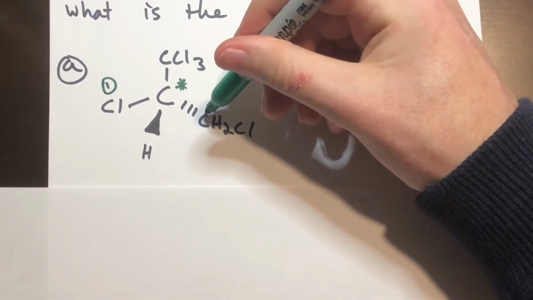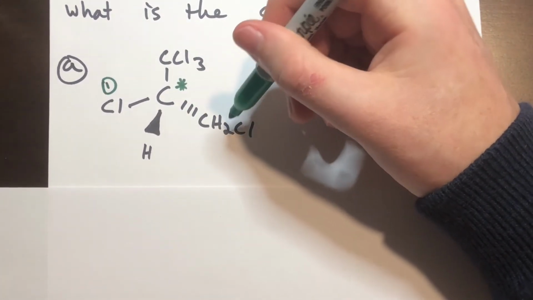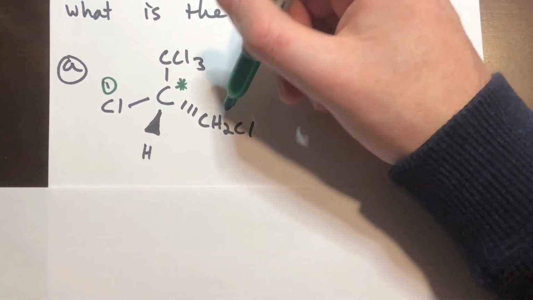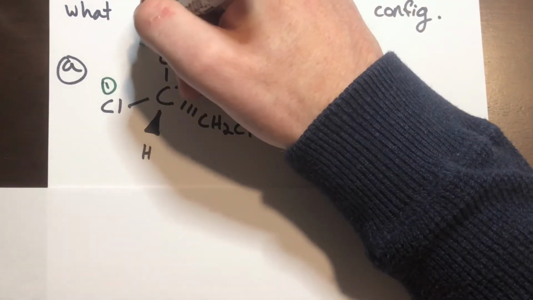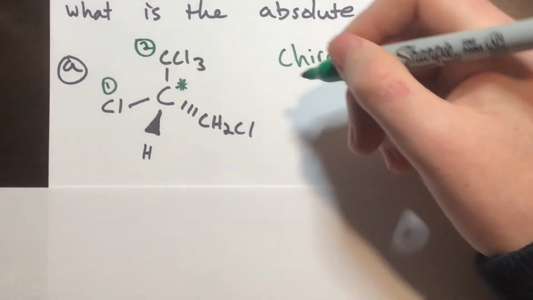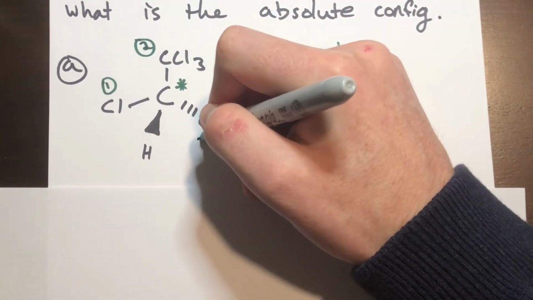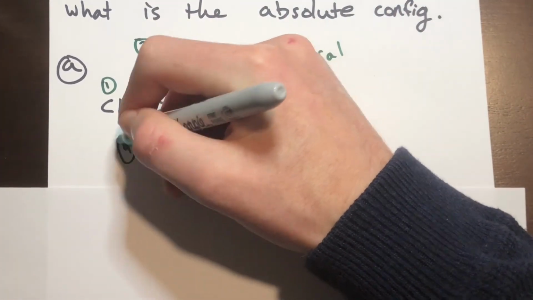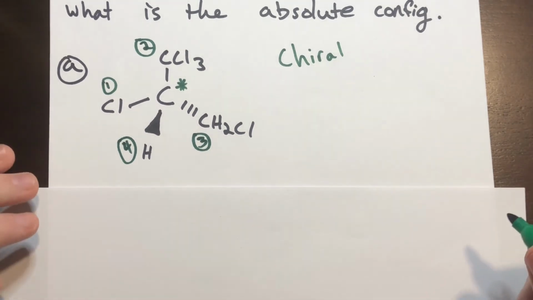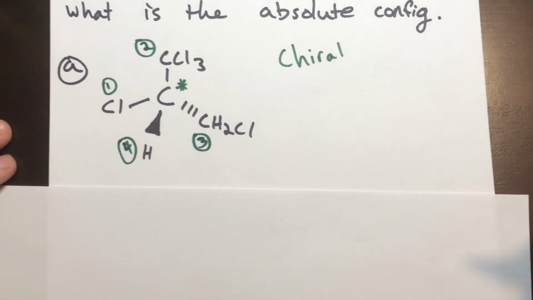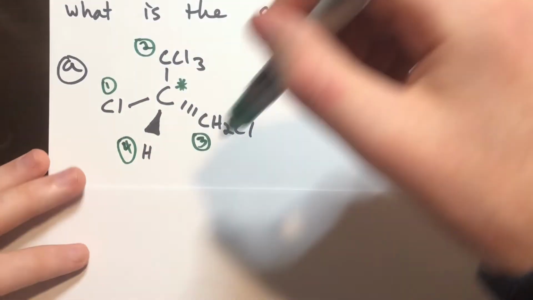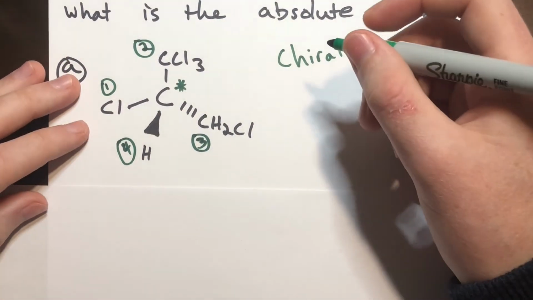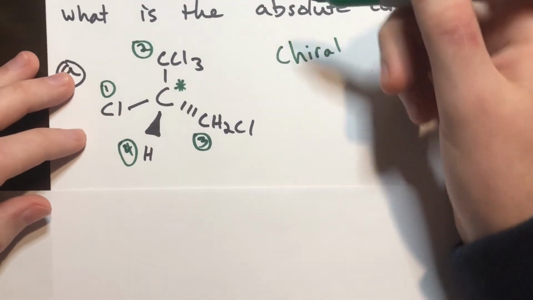Then we have a carbon bound to 2 hydrogens and a chlorine, and a carbon bound to 3 chlorines. So 3 chlorines is heavier than 2 hydrogens and a chlorine, so this is second priority. And then this carbon is heavier than a hydrogen, so that is 3, and this is 4. So now we have to determine which direction the priority is flowing from highest to lowest. So you ignore the lowest priority in this directional assessment.